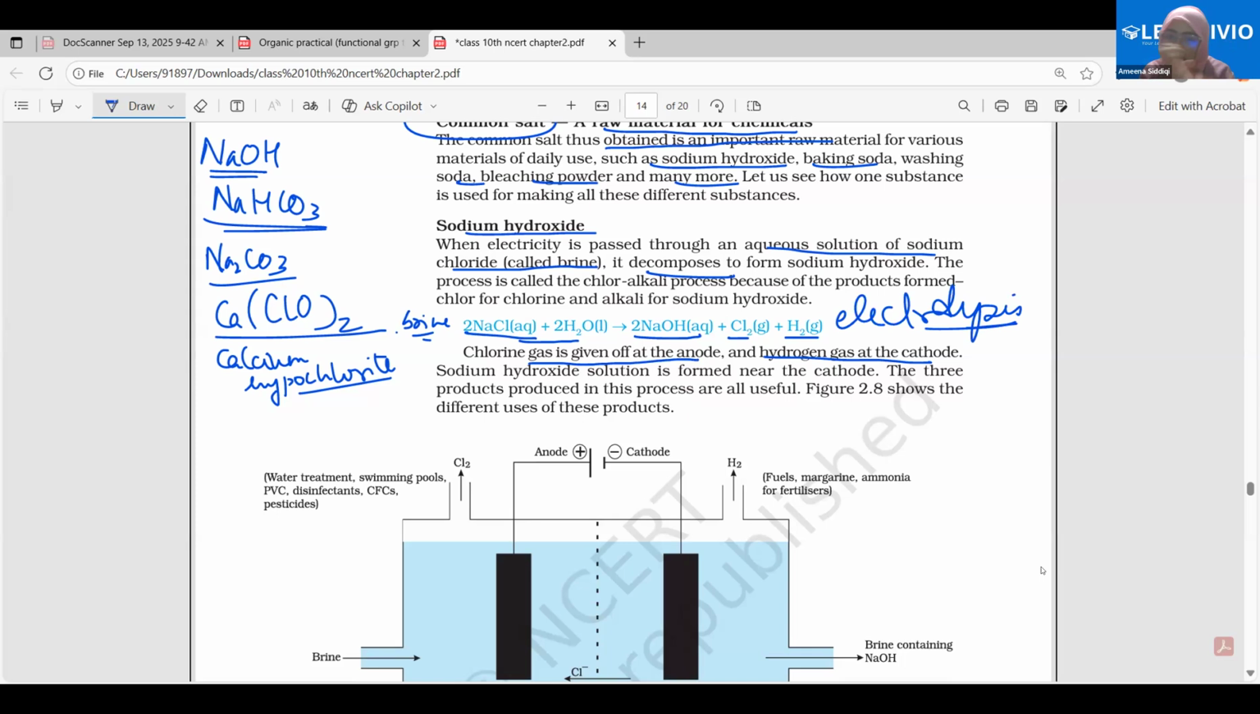Now, hydrogen gas has been given off at the cathode and chlorine gas at the anode. Be mindful that the anode is positively charged. Write it there: chlorine is given off at the anode because the anode is positively charged. Therefore, chlorine, being negatively charged, is attracted towards the anode. Hydrogen was positively charged in the form of H+, therefore it is attracted to the cathode, which is negatively charged, in the gaseous form. The sodium hydroxide is present in the aqueous form in the container, in the experimental setup.